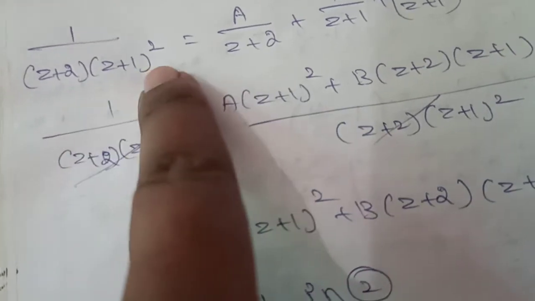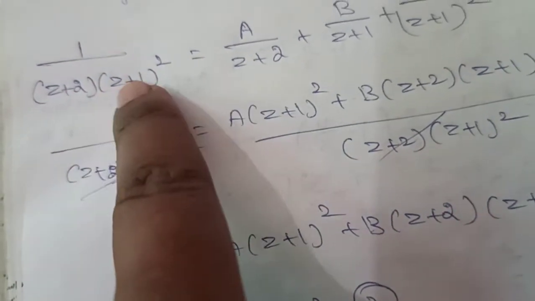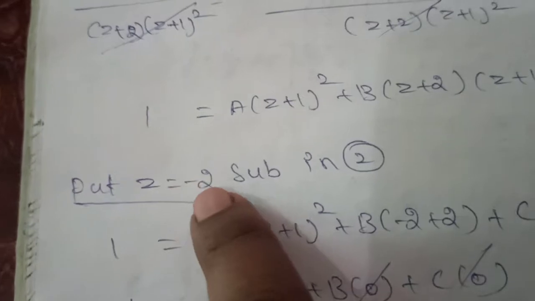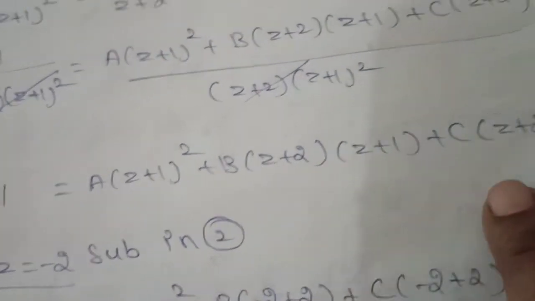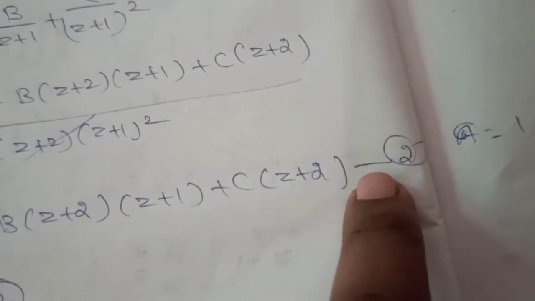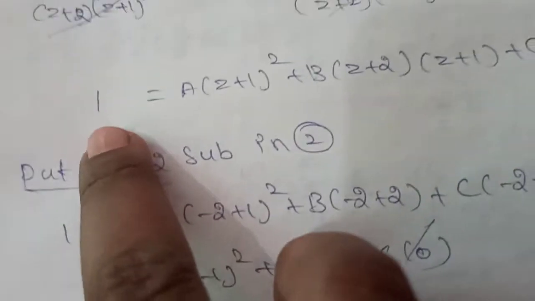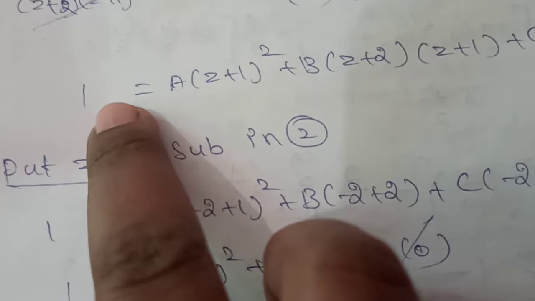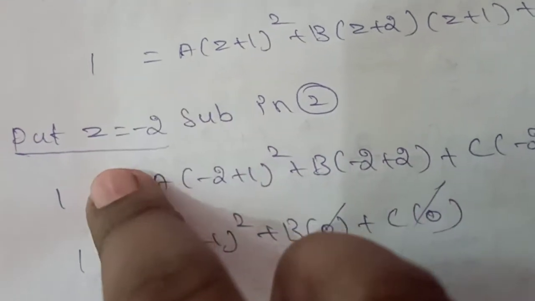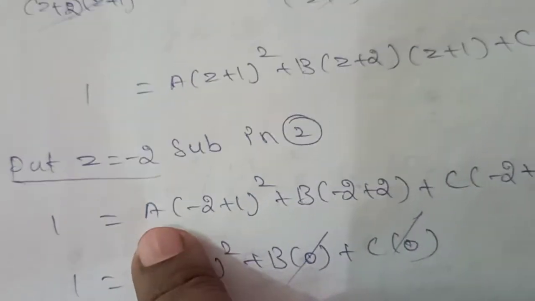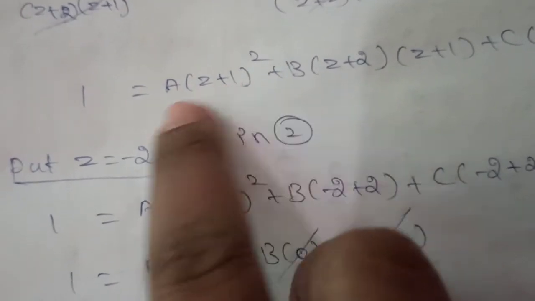Z plus 2 equal to 0 means z equals minus 2. Put z equal to minus 2 and substitute in equation number 2. On the left side there is no variable z, only the constant value 1. So 1 equals a into the substituted value of z.